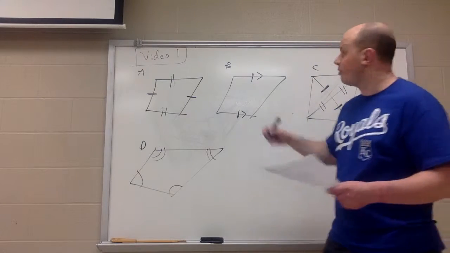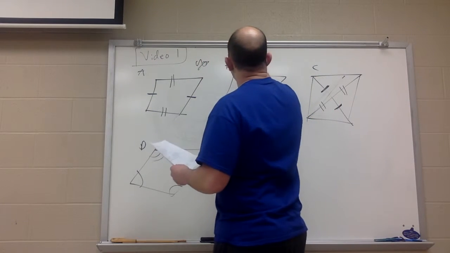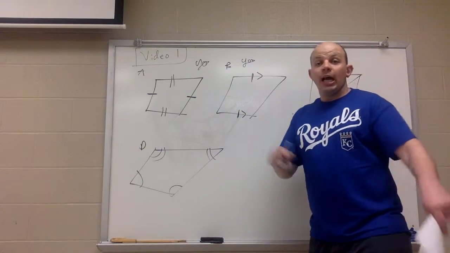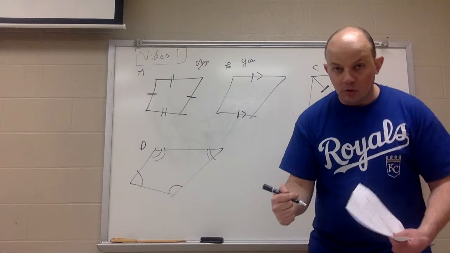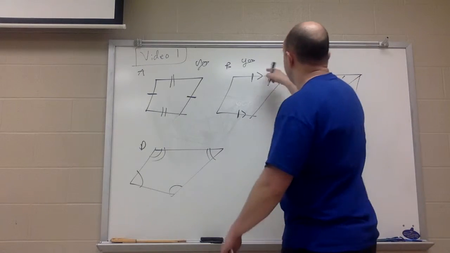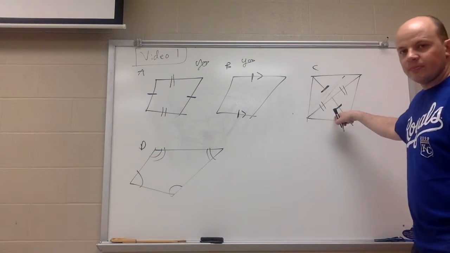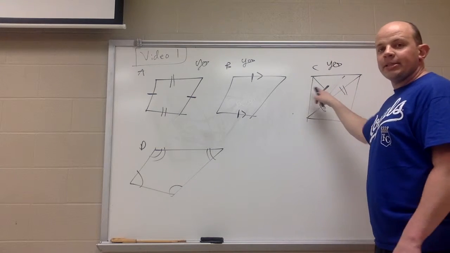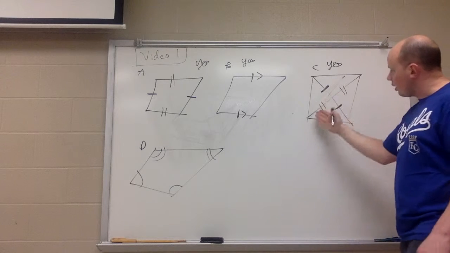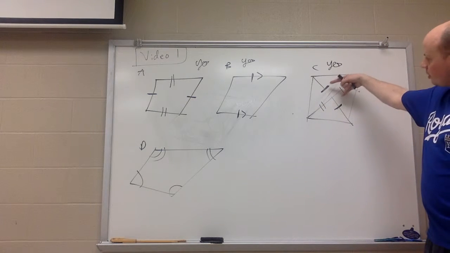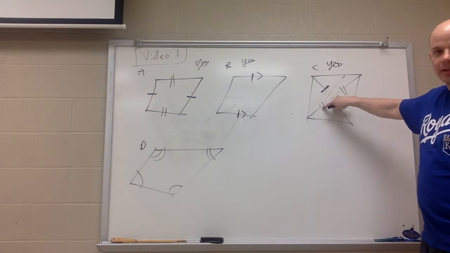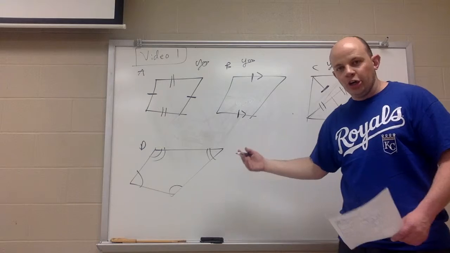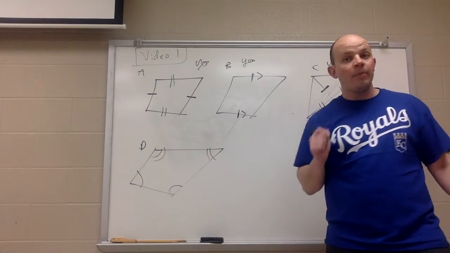B, yes, it is. How is it a parallelogram? One set of opposite sides is parallel and congruent, therefore it is a parallelogram. C, yes, it is. How? The diagonals bisect each other. So these diagonals cut each other exactly in half, because these halves of this diagonal are congruent and the same here. Therefore, yes. And D is not a parallelogram.